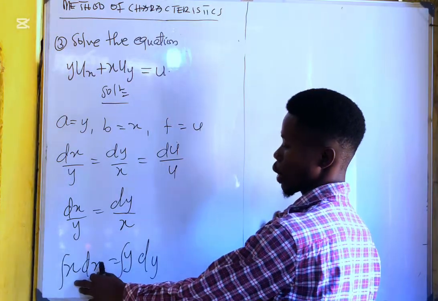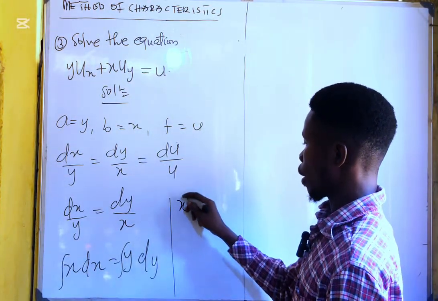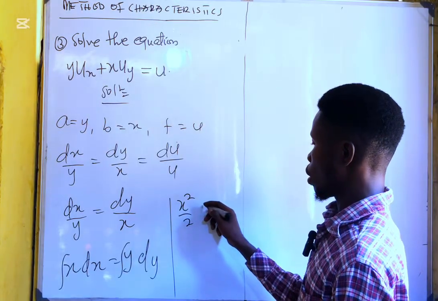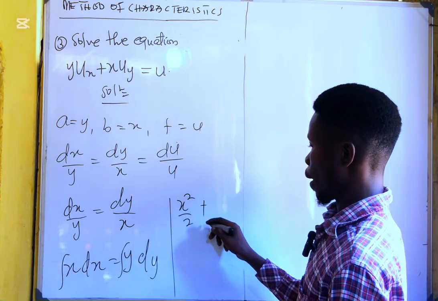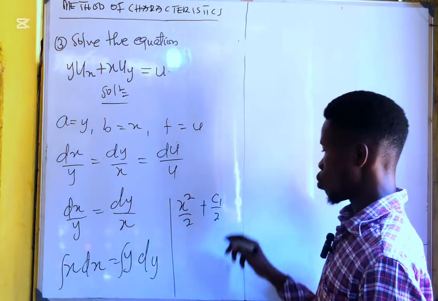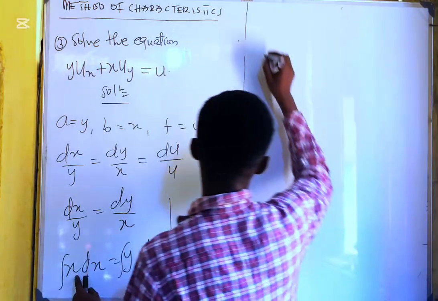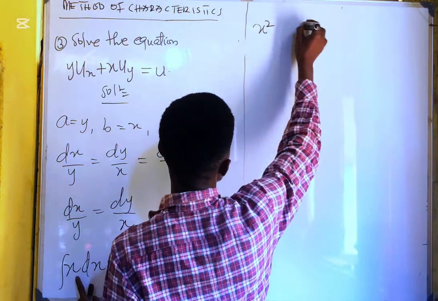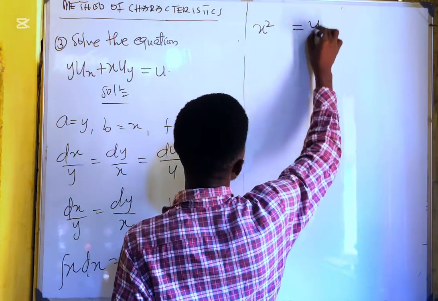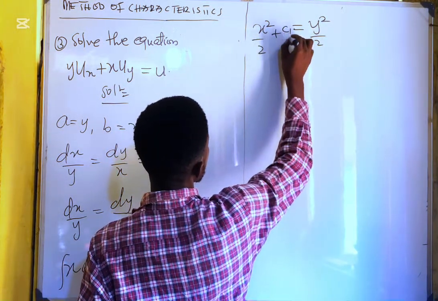Now, if you integrate this x with respect to x, we have x squared over 2 plus c1 over 2. Okay, let me bring it here. If I integrate this, I'm getting x squared equals y squared, here is over 2, here is over 2. I'm bringing the constant, c1 over 2.